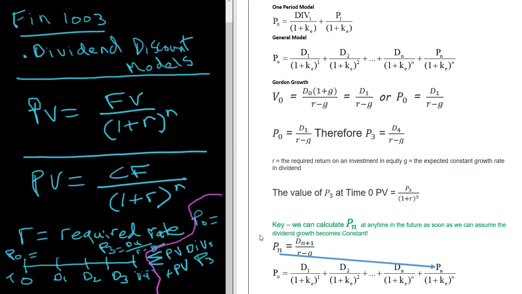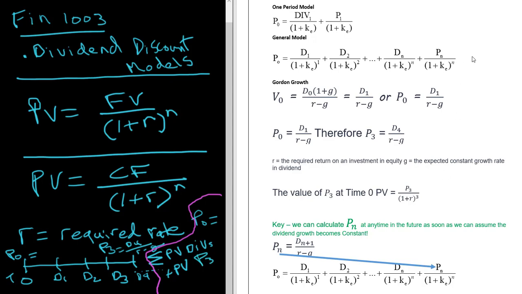So where are we headed with this? Well, as I said, the key is that we can calculate Pn at any time in the future as soon as we can assume that the dividend growth rate becomes constant. So if you look back up to this formula, the general model, for Pn we can now use the Gordon growth model. Pn equals Dn plus 1 over R minus g. We can use the Gordon growth model to calculate Pn. So from the Volkswagen example, we had D1, D2, D3, and then we took the present value of P3, the 150 euros after 3 years, and don't forget we take the present value of it, okay?